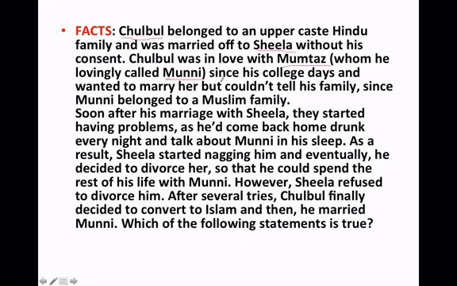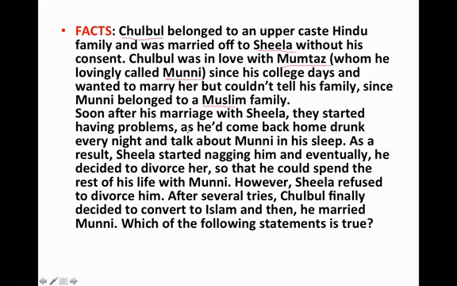Okay, coming back to the question. Chulbul was in love with Mumtaz since his college days and wanted to marry her but could not tell his family since Munni belonged to a Muslim family. Soon after his marriage with Sheila, they started having problems. He would come back home drunk every night and talk about Munni in his sleep. As a result, Sheila started nagging him and eventually he decided to divorce her so that he could spend the rest of his life with Munni. However, Sheila refused to divorce him. After several tries, Chulbul finally decided to convert to Islam and then he married Munni.